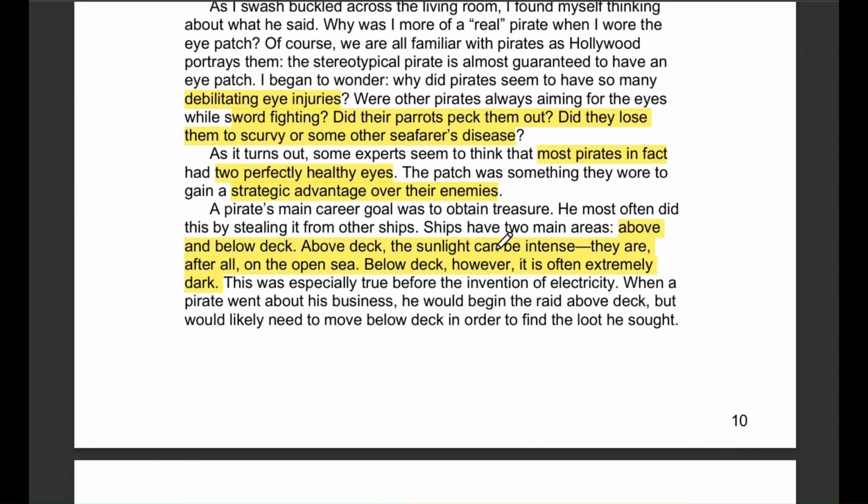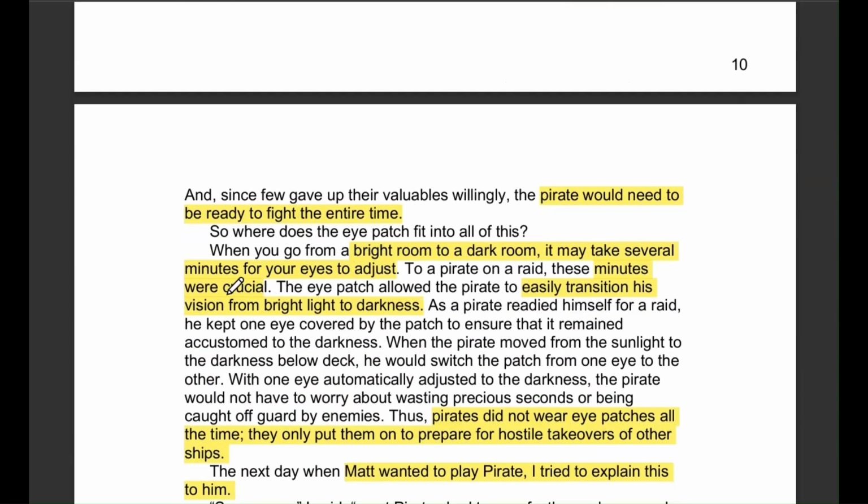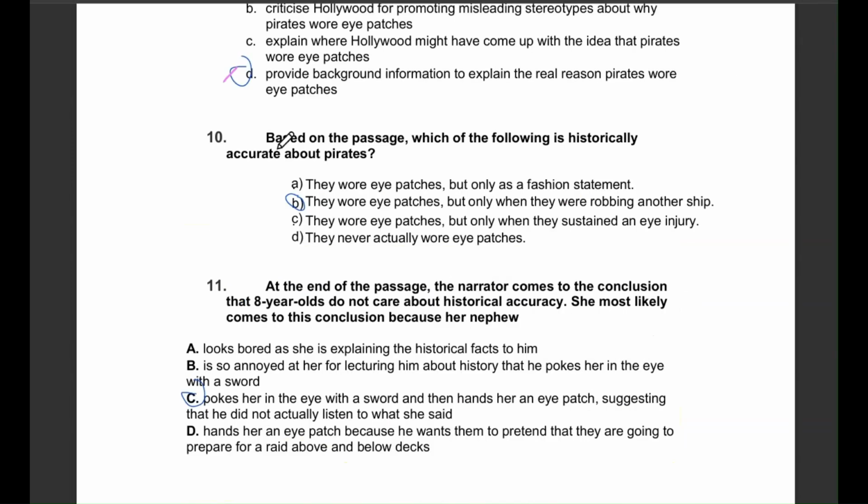The paragraph explains how pirates used eye patches to keep one eye adjusted to the darkness below deck. This made the transition between the bright light and the dim light quicker and easier for them. Question 10. Based on the passage, which of the following is historically accurate about pirates? So, we're looking for what's true about pirates based on what we read. The answers are A. They wore eye patches, but only as a fashion statement. B. They wore eye patches, but only when they were robbing another ship. C. They wore eye patches, but only when they sustained an eye injury. D. They never actually wore eye patches.